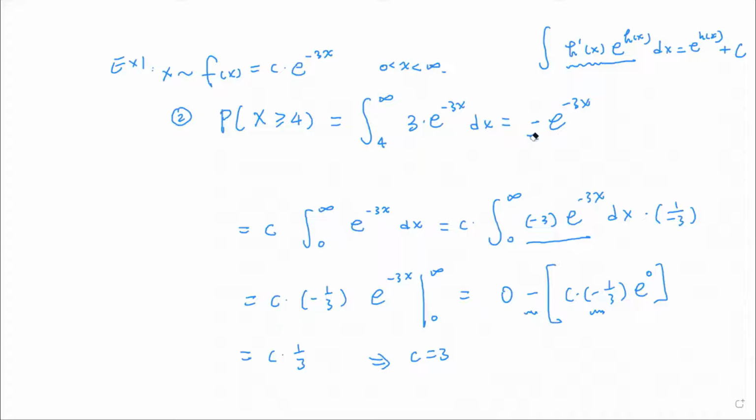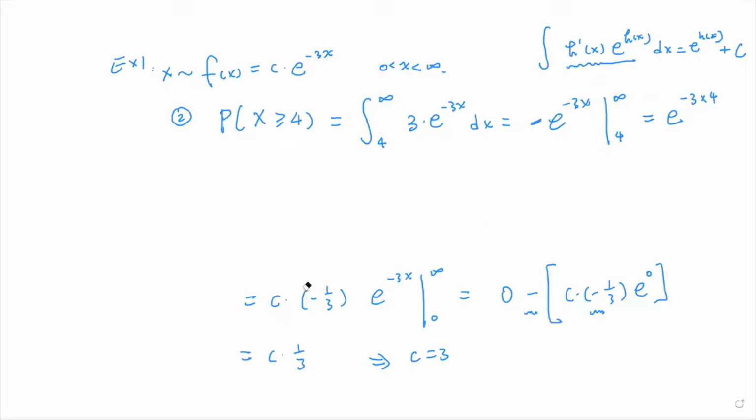Okay, that's what I did, but that was the reason that there's a negative sign here. And you have 4 to infinity, so plugging in infinity gets 0. This minus would be canceled out. So the answer would be e to the -3 times 4. It's a very small number, so I'm going to skip the exact answer. That's e to the -12.